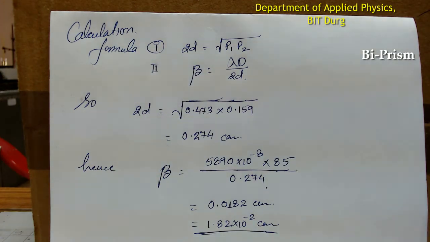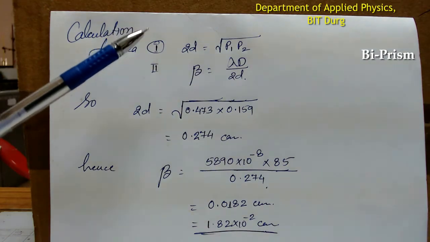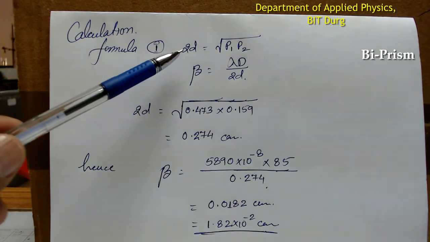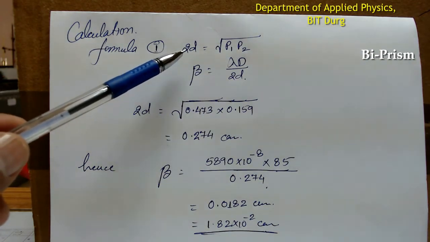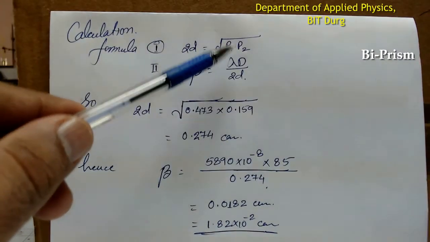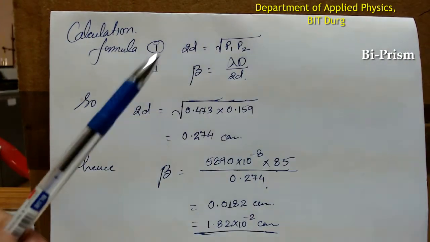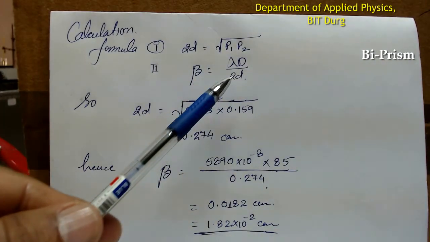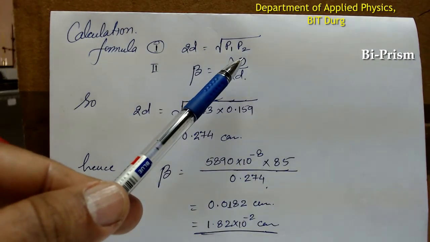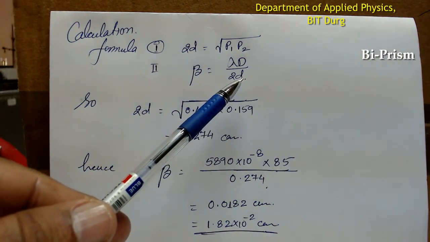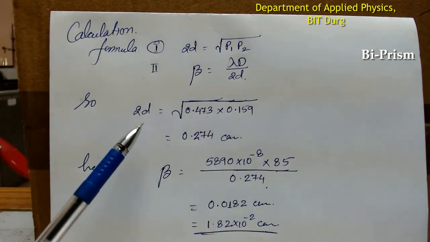Now see the calculation part of this experiment. We have already determined the value of P1, P2 and now need the separation between the two virtual sources, that is 2d. 2d is equal to the square root of P1 multiplied by P2, whatever comes, we take the root of it. The second is the formula for beta, the fringe width, which is equal to lambda capital D divided by 2d. Capital D is the distance between the screen and the source, and 2d is the separation between the two virtual sources.